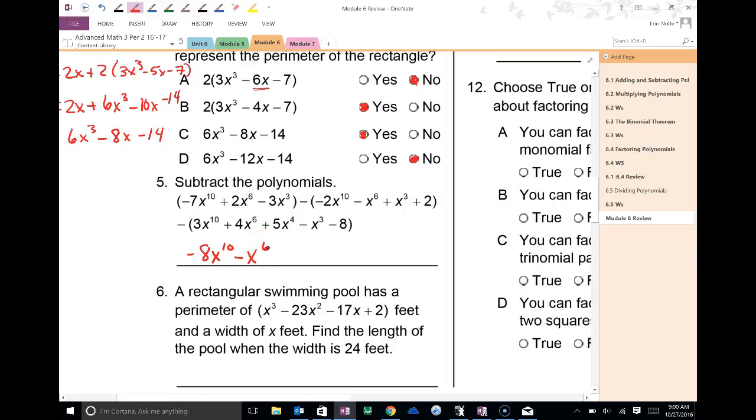Any fifths? No. Fourths? Yes. Ooh, there's a fourth there. Negative 5. Thirds? Yes. So negative 3 minus 1, negative 4, plus 1, negative 3. Squareds? No. Linears? No. Constants? Yes. So I have 10, negative 2, plus 8. Negative 2 plus 8, 6.